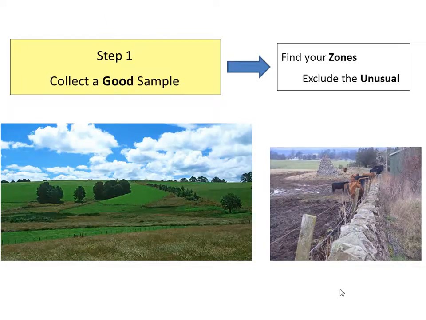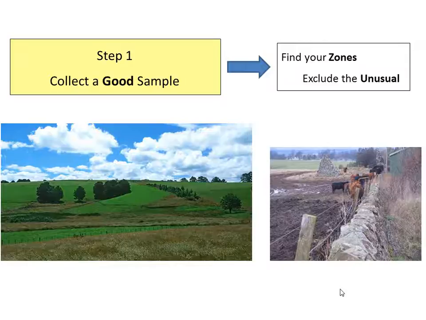All right, and so the first step is, before you even take a step out into the field, think about dividing your area up into zones, okay? Find your zone. And so if we look over here on the left side, you're obviously not going to treat this little patch right here the same way you're going to treat this little part. It looks like there's a little creek running down through here. There's a fence line, tree line. Each of those unusual areas needs to be excluded.